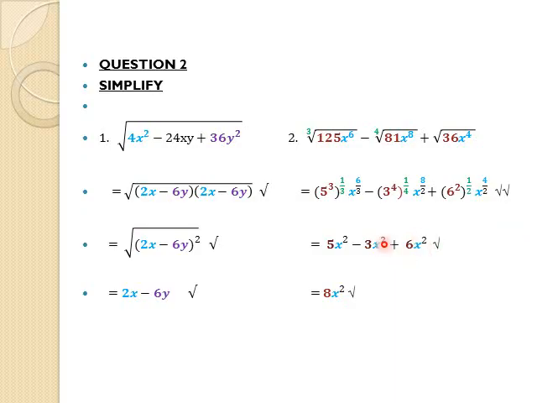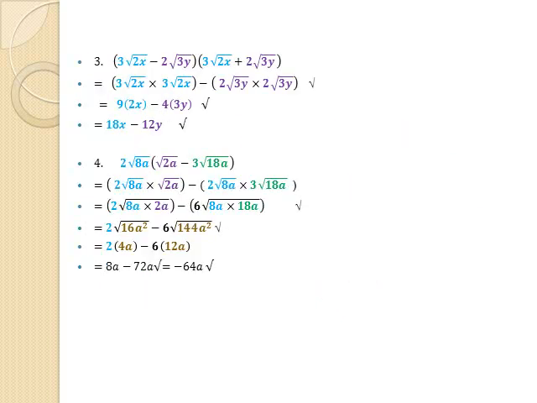Now I have x squared and x squared. So therefore I can add the coefficients, 5 plus 6, which gives me 11. 11 minus 3 then gives me 8. So that becomes 8x to the power 2. Let's look at problem number 3.